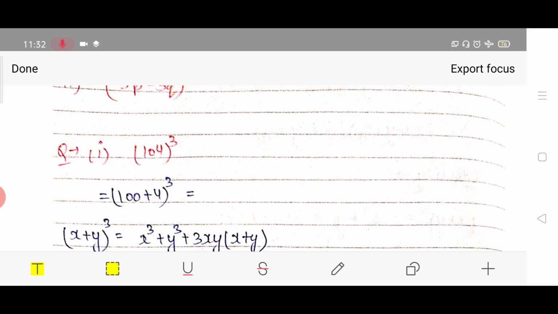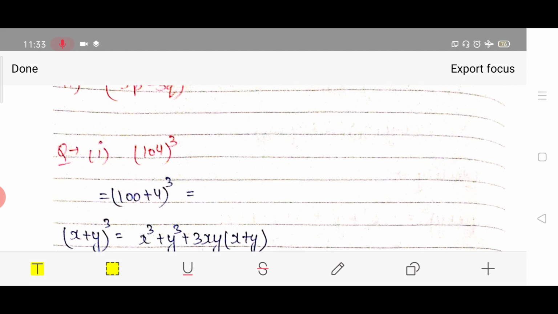Now moving on to the next question, that is 104 cube. You have to find the value of 104 cube. You can solve this question by multiplication also, but it will be very lengthy, and sometimes in the question it is given that you do not have to solve by the multiplication method. So if we do not use multiplication, how will we do it? So you have to use the identity method.